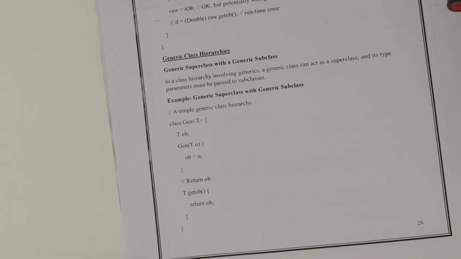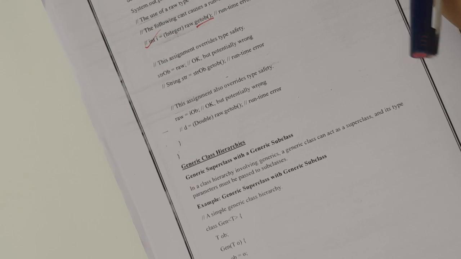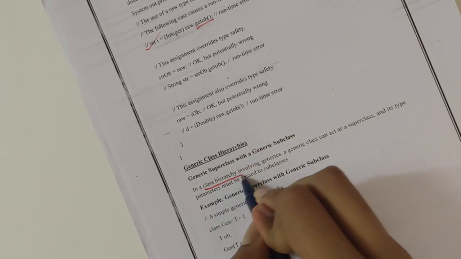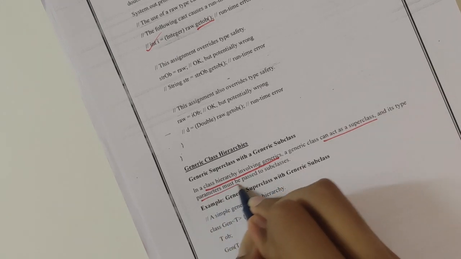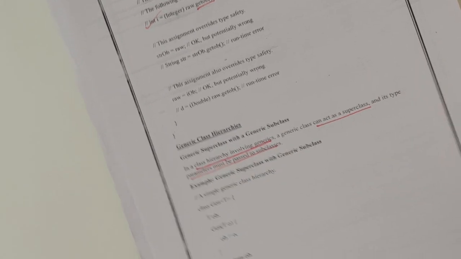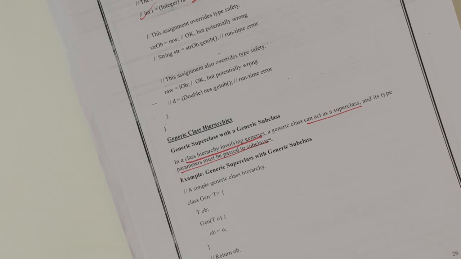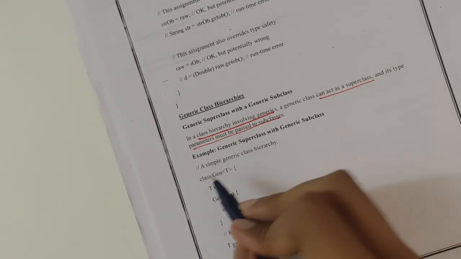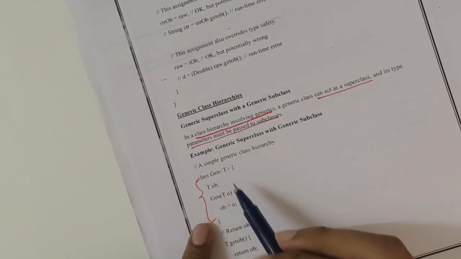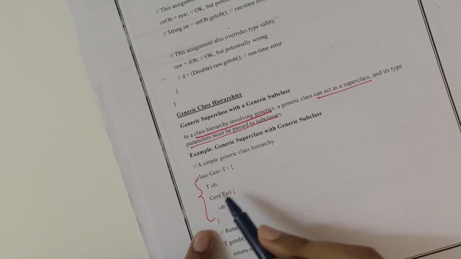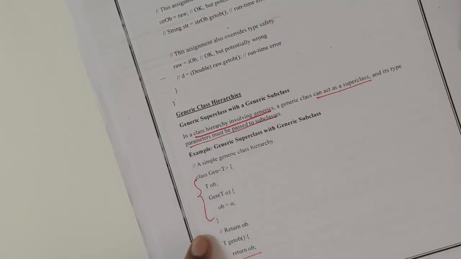Next is generic class hierarchies. Generic class hierarchies means that in a class hierarchy involving generics, a generic class can act as a superclass also, and its type parameters must be passed to the superclass. That means all the parameters should be passed from the subclass to the superclass. Okay, example, let's see. This is the subclass, where you are just creating a constructor, creating an object, and returning the object back.